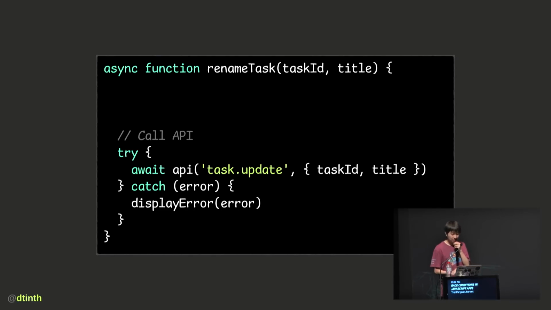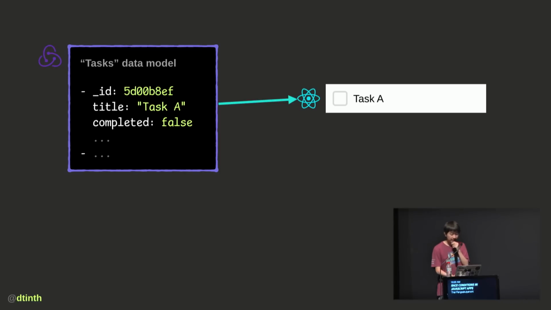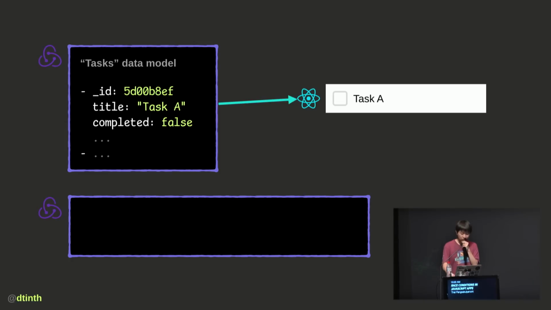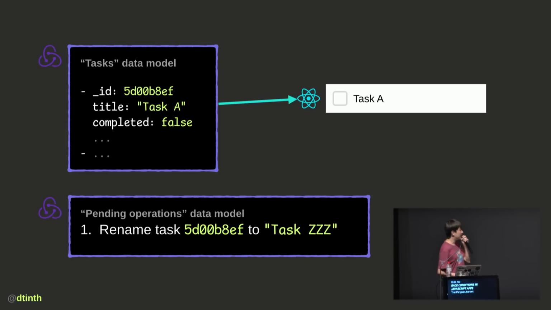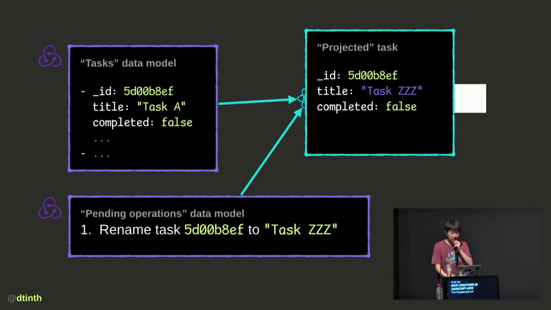Then we figured something out. What if we had a separate data model representing a list of the pending operations? Instead of optimistically updating the data model directly, we just add it to the list of pending operations. And when it's done, we just remove it. When we render the UI, we overlay the pending change on top of what's inside the model, essentially computing a projected optimistic version of the task on the fly in our components.